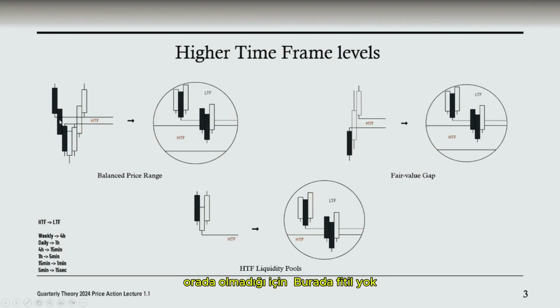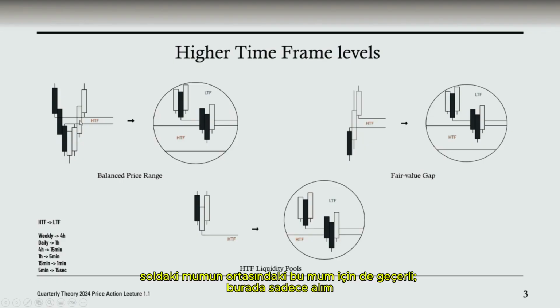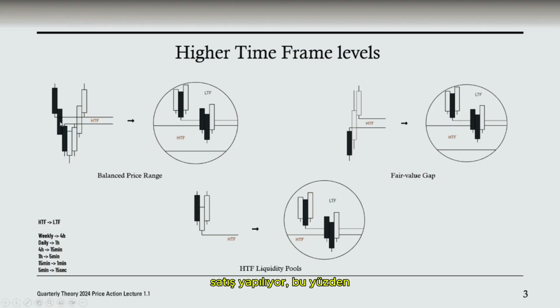But due to the fact that there are no wicks here, and the same thing goes for this candle right here, which is in the middle of the one to the right and the one to the left, there's only buying being done right here, and there's only selling being done right here. So when this imbalance meets with this, it becomes balanced, right? So this is very powerful. You can use this to see a change in the state of delivery. And this is what you're looking for on your higher time frame level.